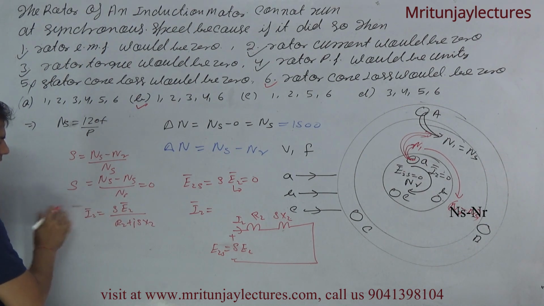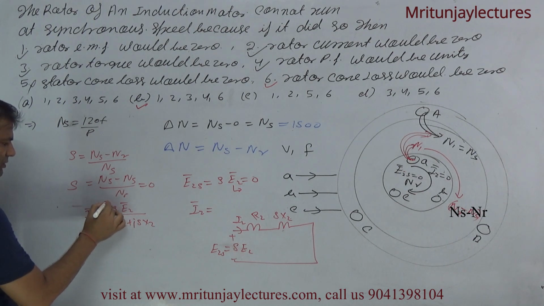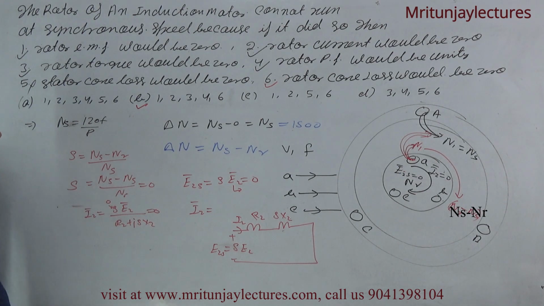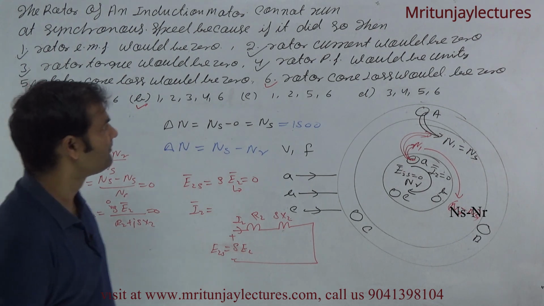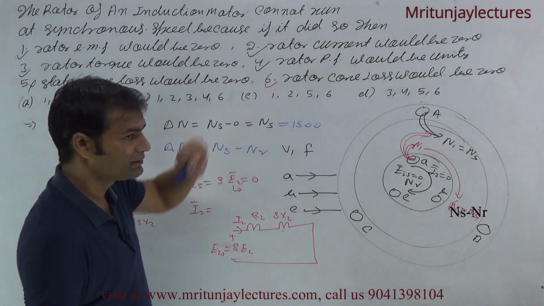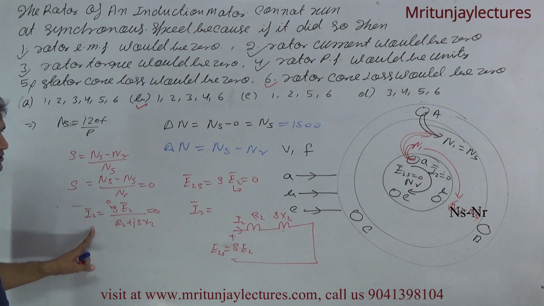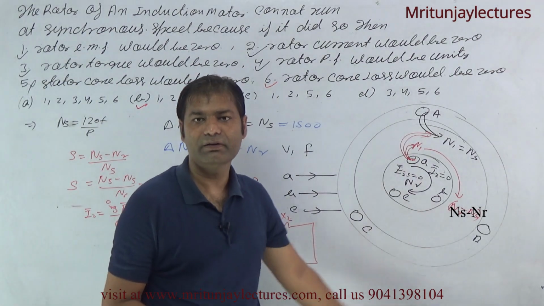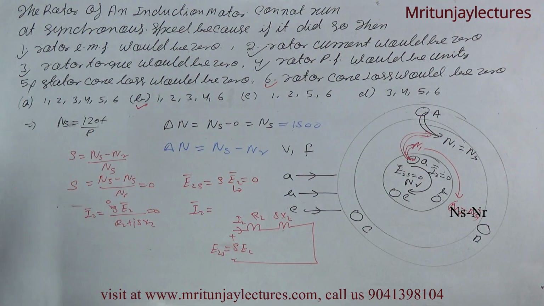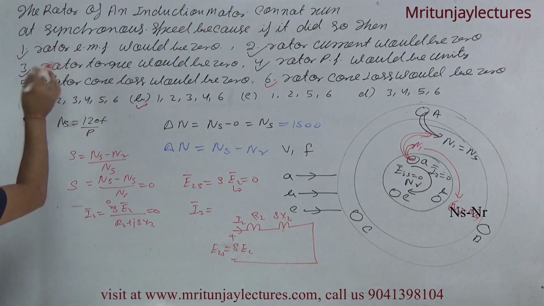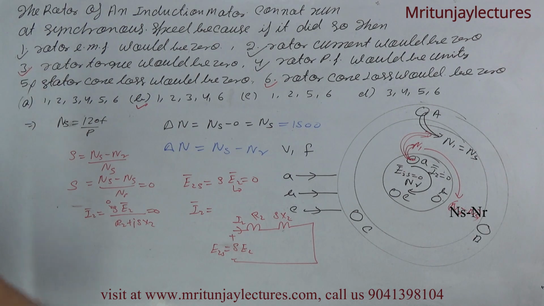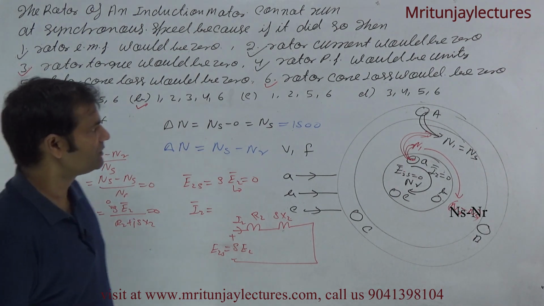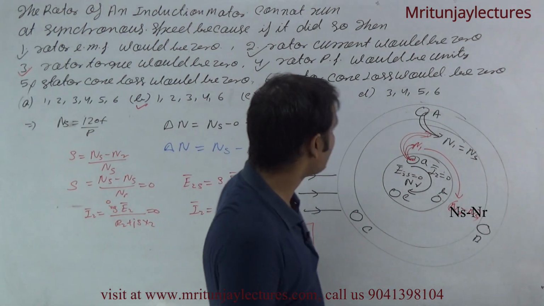Clear? So if S is 0, then what about I2? I2 is also 0. Okay, that's why both are correct. If I2 is 0, then no torque is generated between the stator field and rotor field. So you can say the third option is also right. And the rotor power factor would be unity.